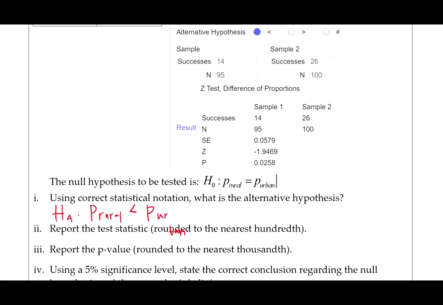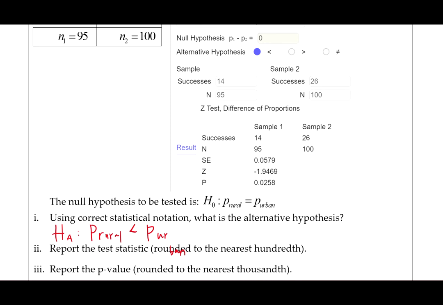Next, the question asks us to report the test statistic rounded to the nearest 100th. The test statistic is the z value that is given. The nearest 100th is the second decimal place. So that is z equals negative 1.95, rounded to two decimal places. The p-value is given right below at 0.0258. This question asks us to round to the thousandth place, which is the third decimal place, and so that is 0.026.